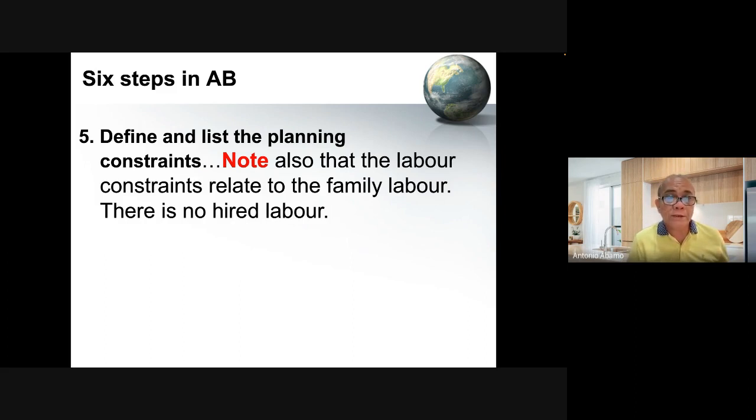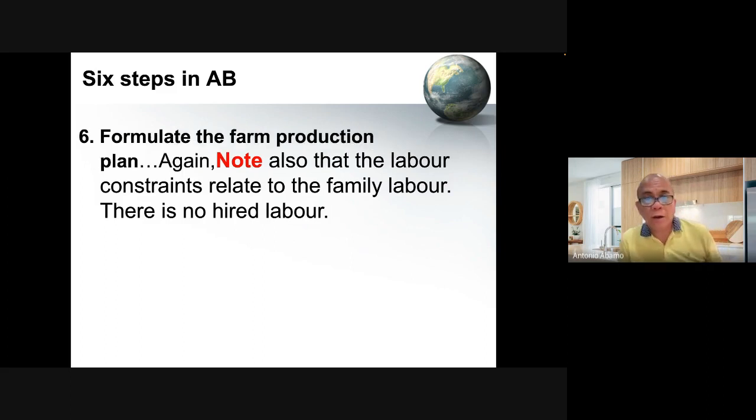Now, the fifth step is define the list of the planning constraints. Note that labor as a constraint relates to family labor. There is no hired labor in that particular example. You can also use hired labor, but here we consider non-hired labor.